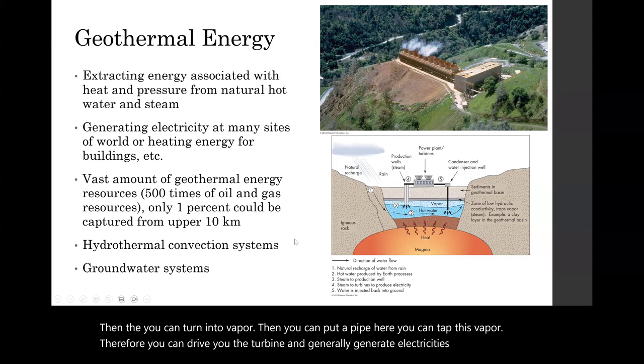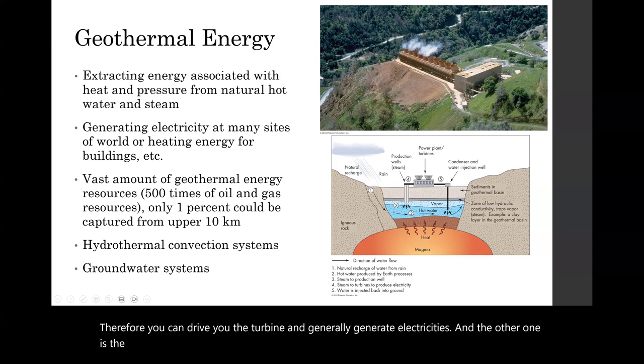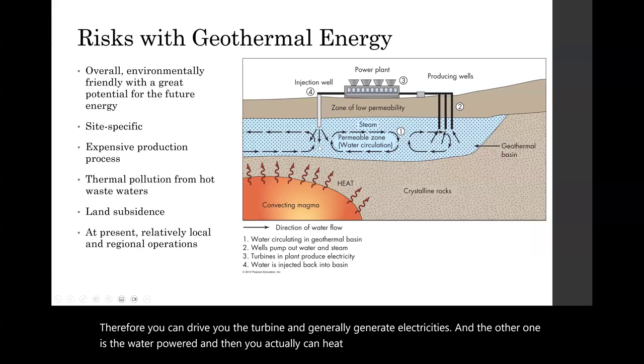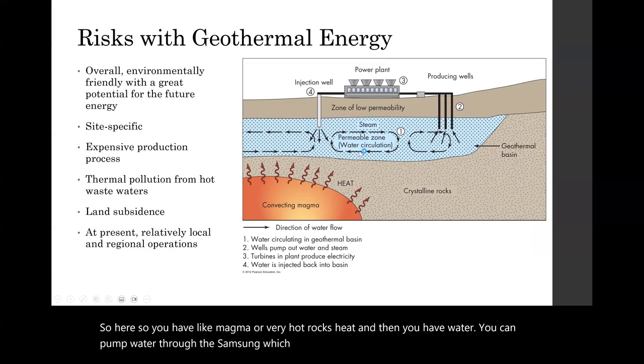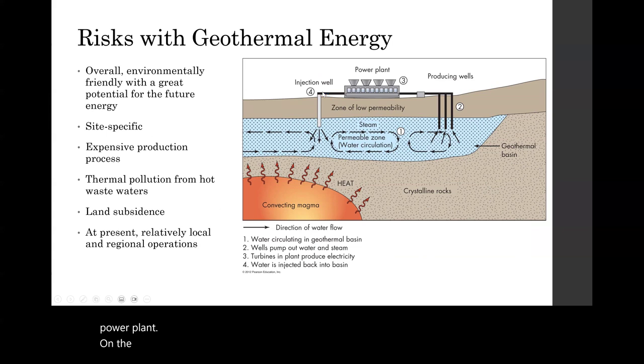And the other one is the hot water system, where you actually heat rocks. So here you have magma or very hot rocks heated, and then you have water. You can pump water through the system, which is a permeable zone. Then you can build a power plant on the zone of low permeability, and then you have an injection well, cooling water here, then a production well, where the hot water will come up.